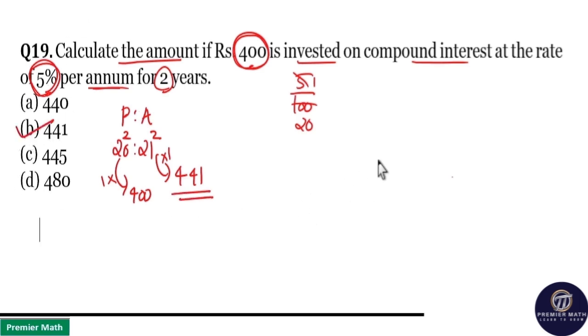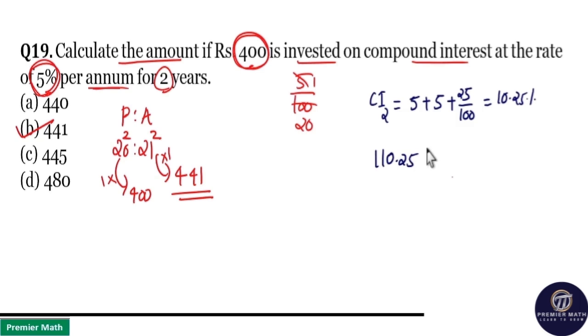You can also calculate in a different way. That is compound interest for 2 years. Use the formula A plus B plus AB by 100. For 1 year it is 5%. So 5 plus 5 plus 5 into 5 is 25, so 25 by 100, which is equal to 10.25%. So compound interest for 2 years is equal to 10.25%, which means amount is 110.25%.